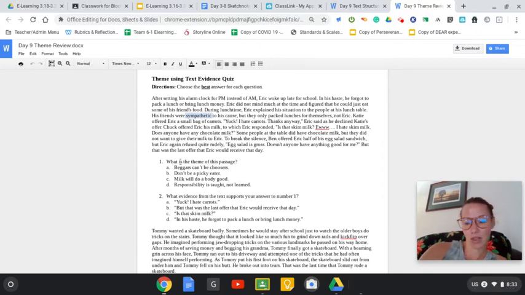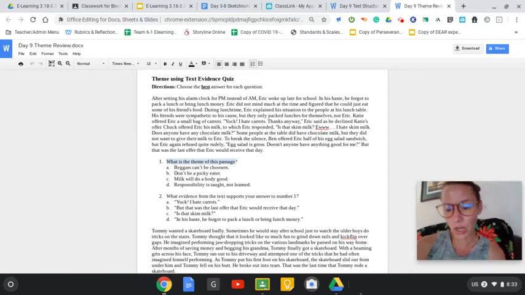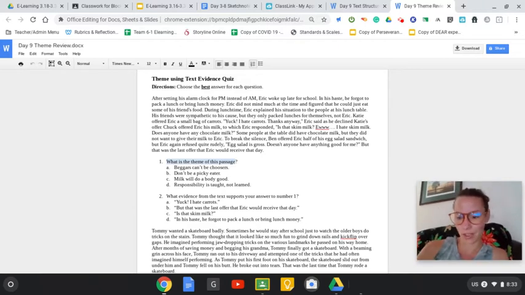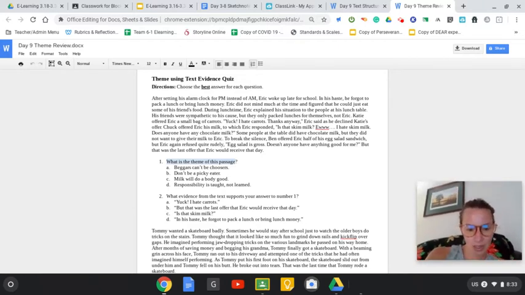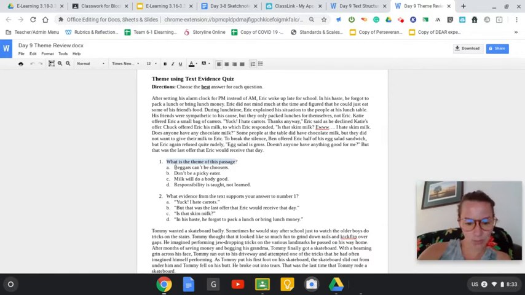So I'm going to go down here and see if I can find anything that kind of matches that. So what is the theme of this passage? And I do remember that the theme is what you learn from it, or what the characters learn from it, or what they should have learned from it, or even what you and I can learn from this and apply it to our lives. So A says beggars can't be choosers. B, don't be a picky eater is an option. C, milk would do a body good, and D, responsibility is taught, not learned.